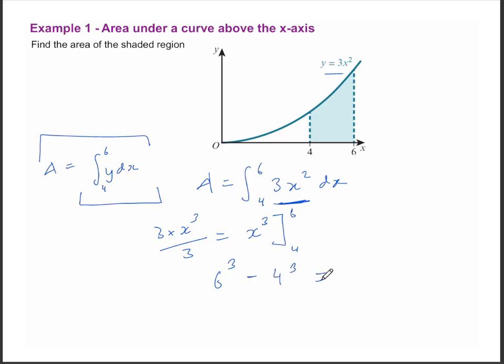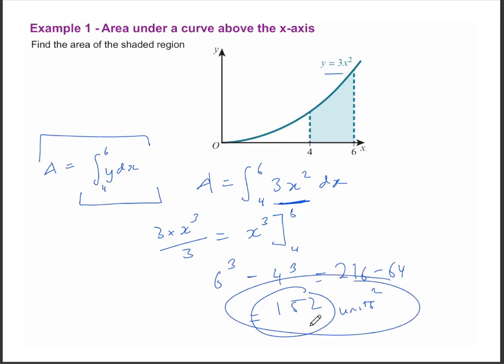And that is going to be 216 minus 64, which is equal to 152. Therefore, 152 units squared. Obviously we don't know whether it's centimeters or meters or whatever, so we just give it units squared because it's the area.